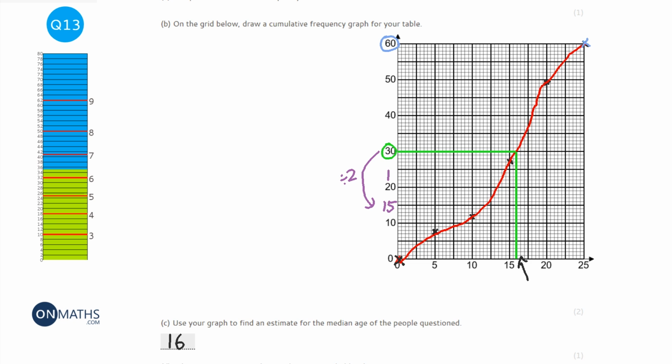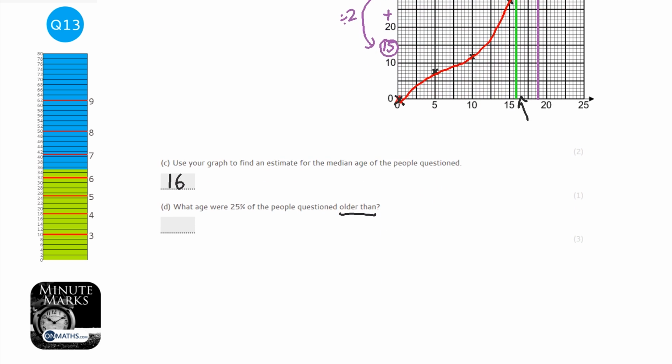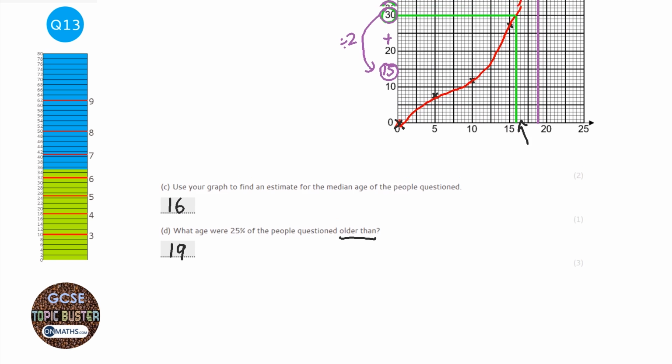And then you add the 30 and the 15 together. That's going to be 45. And then we're going to draw a line across from 45, just like we did when we found the median, and down. And I would say that's 16, 17, 18. That's to me about 19. So I would say that 25% of the people were older than 19.